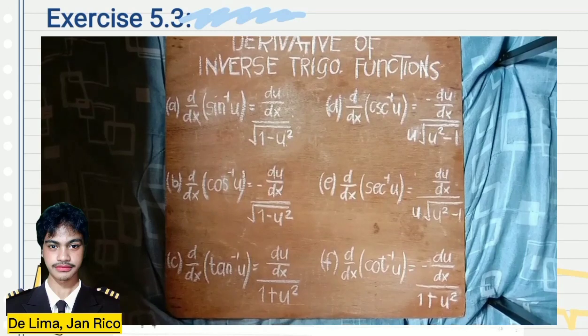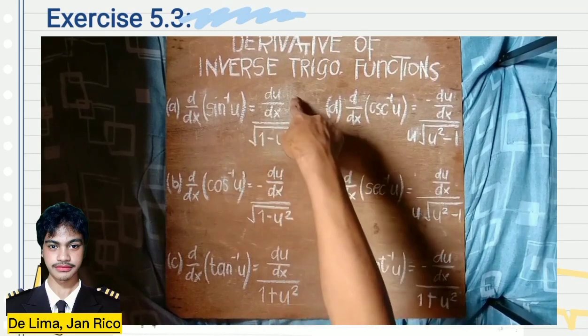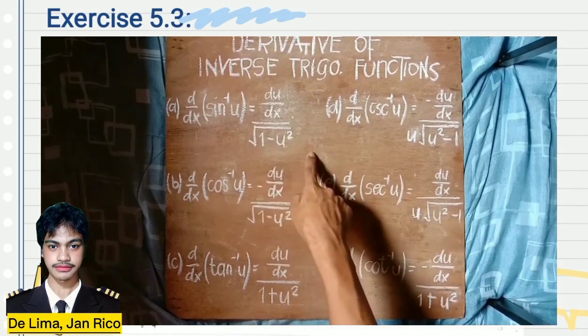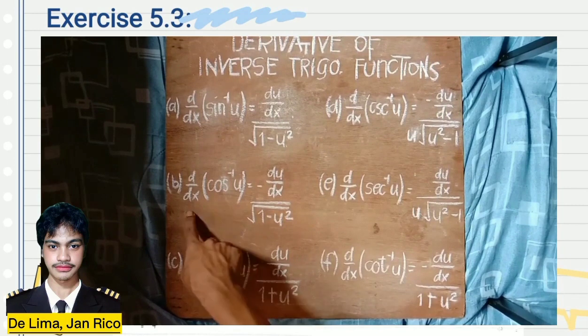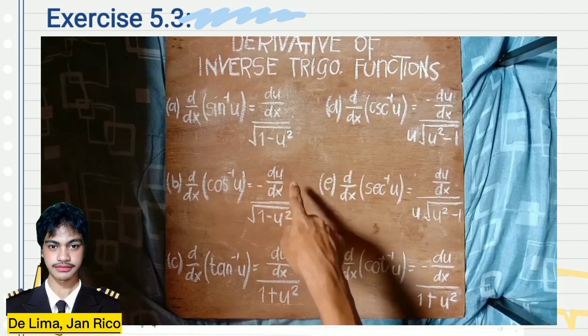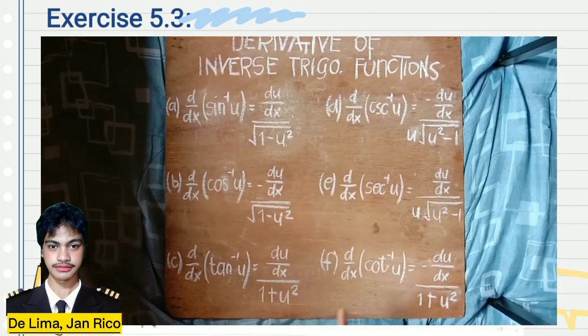And firstly, we have here the derivative of arcsine u is equal to the derivative of u with respect to x all over the square root of 1 minus u squared. Second, the derivative of arccosine u is equal to negative derivative of u with respect to x all over the square root of 1 minus u squared. The third one is that the derivative of arctangent u is equal to the derivative of u with respect to x all over 1 plus u squared.